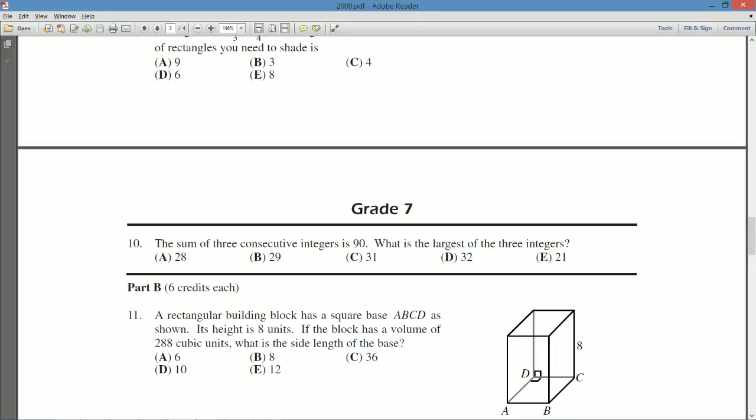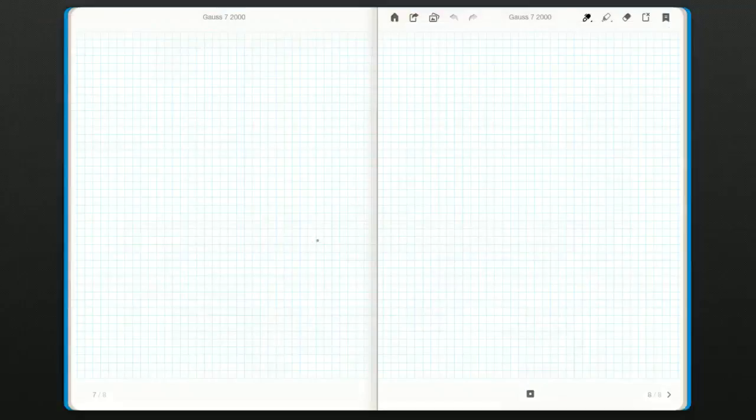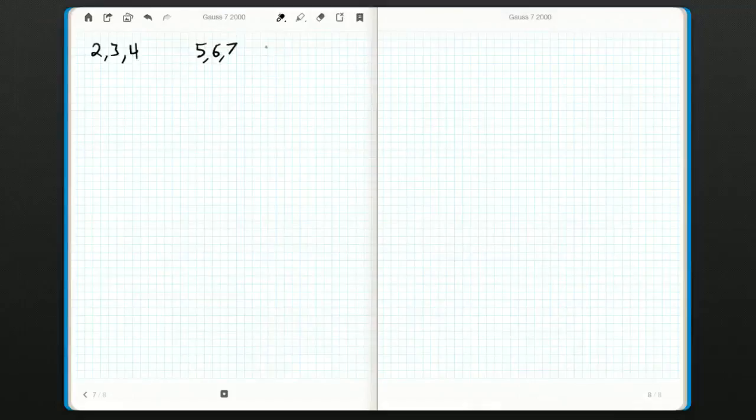So three consecutive integers. Well, what does three consecutive integers look like? So 2, 3, 4 is three consecutive integers. 5, 6, 7, that's three consecutive integers. 7, 8, 9. So we have a first number. To get the second number, we just add 1, and to get the third number, we add 2.